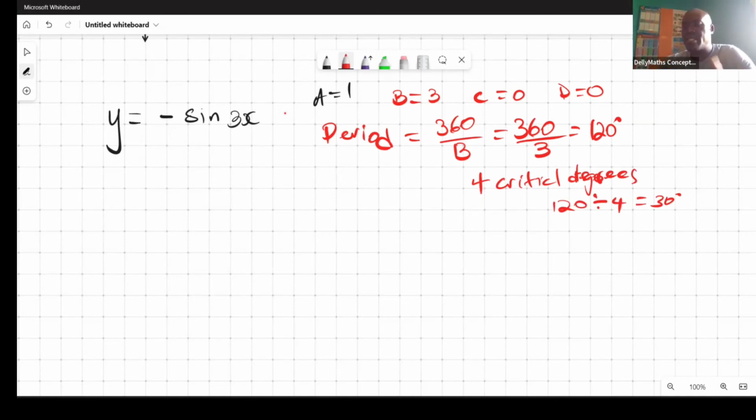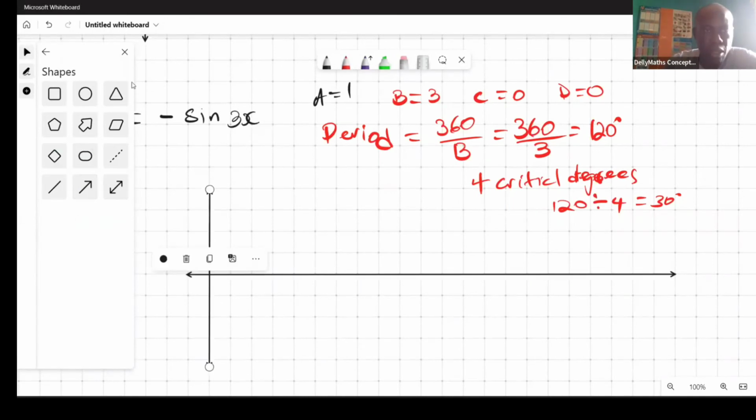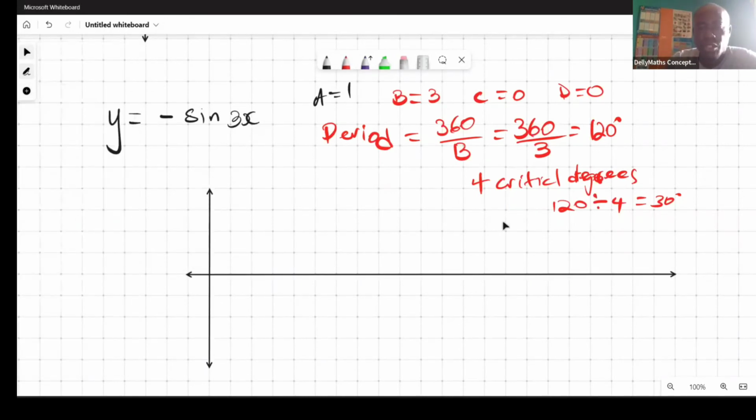So for every 30 degrees, I'm either going to be at max or minimum, or I'm crossing the x-axis. All right. So then I'd have 30 degrees. So this is 30, 60, 90, and 120. So we're going to complete this cycle in 120 degrees. But we want to understand that this is negative. So we're not going to go up. We're going to come down.